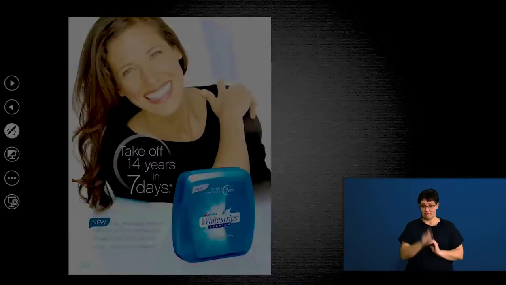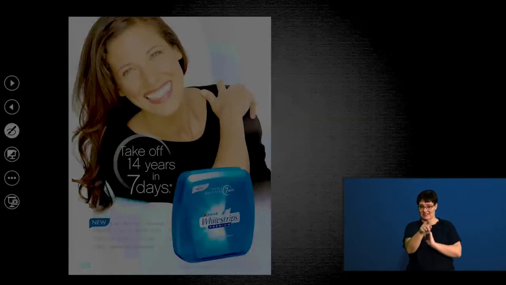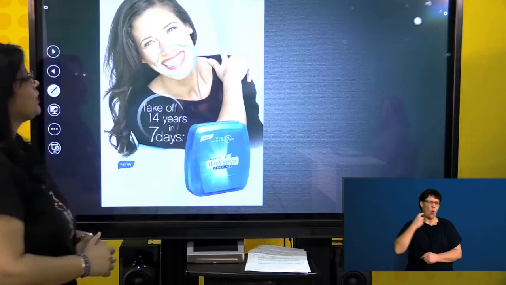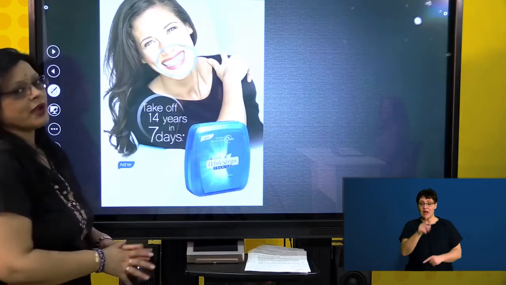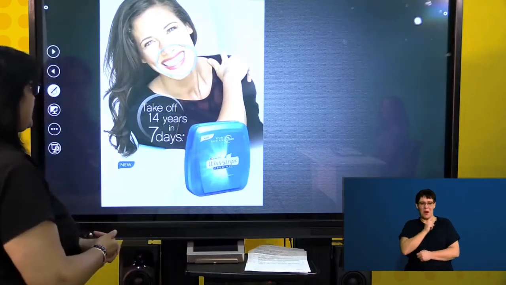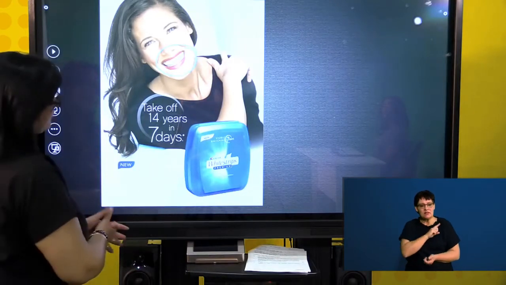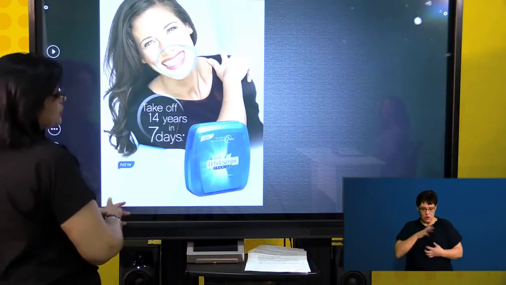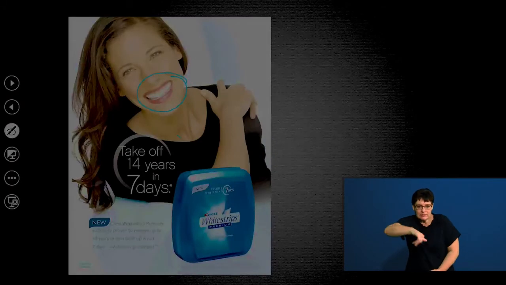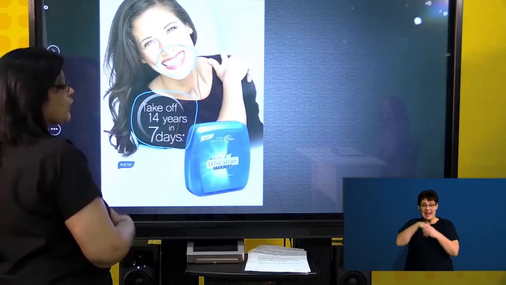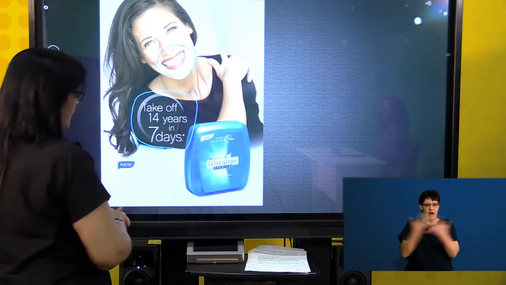Okay, so there's our advert, White Strips Premium. We have a lady up in there, and can you see her white pearly teeth? That is the focus of the advert, and she's smiling because she has such beautiful teeth, and she obviously wants us, that's the emotional appeal to the target audience, right? And then "take off 14 years in 7 days." It's also a quick fix. It can be done very, very quickly.